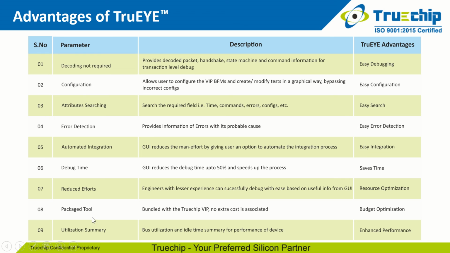The eighth one is package tool. Bundled with the TrueChip VIP, no extra cost is associated. Its advantage is budget optimization. And the ninth, last one but not the least, is the utilization summary. Bus utilization and idle time summary for the performance of the device. Its key advantage is enhanced performance.